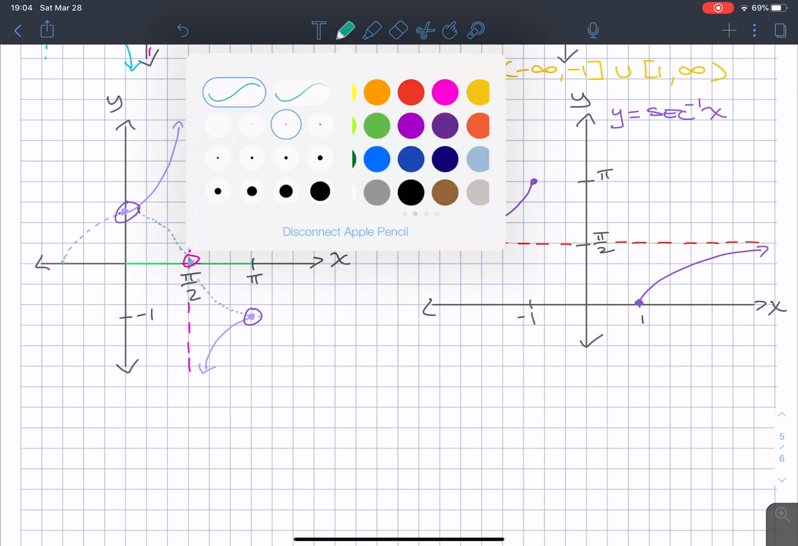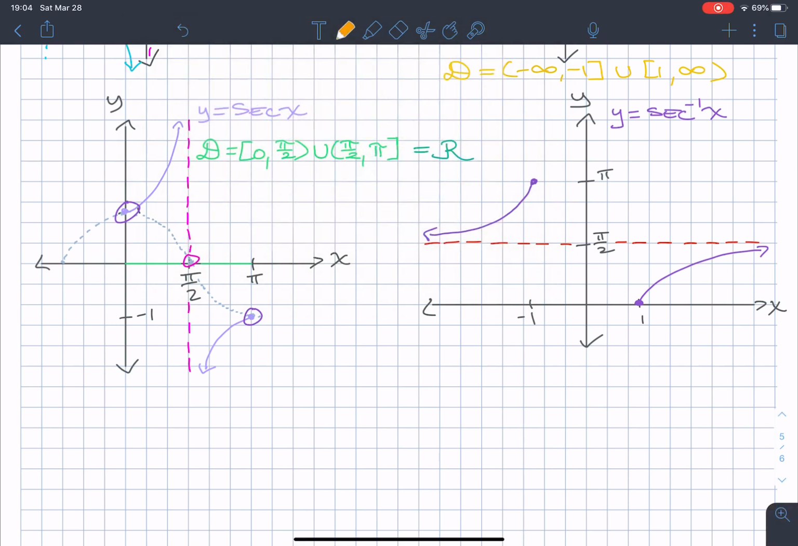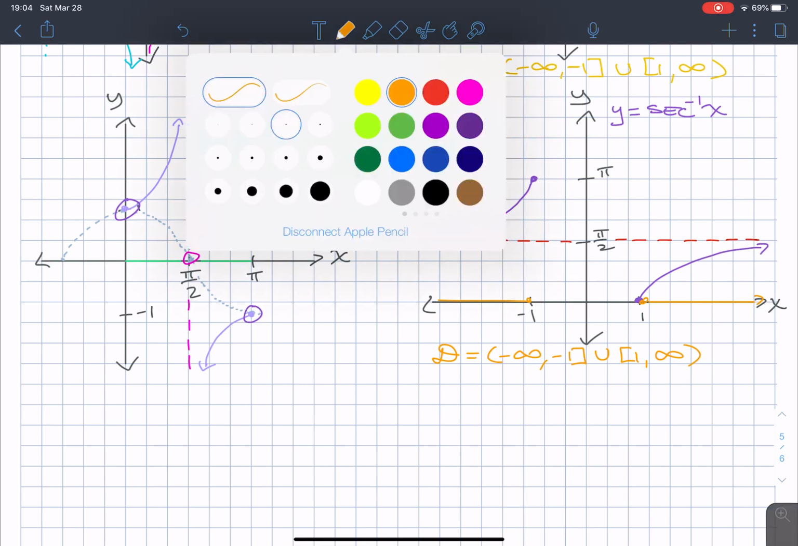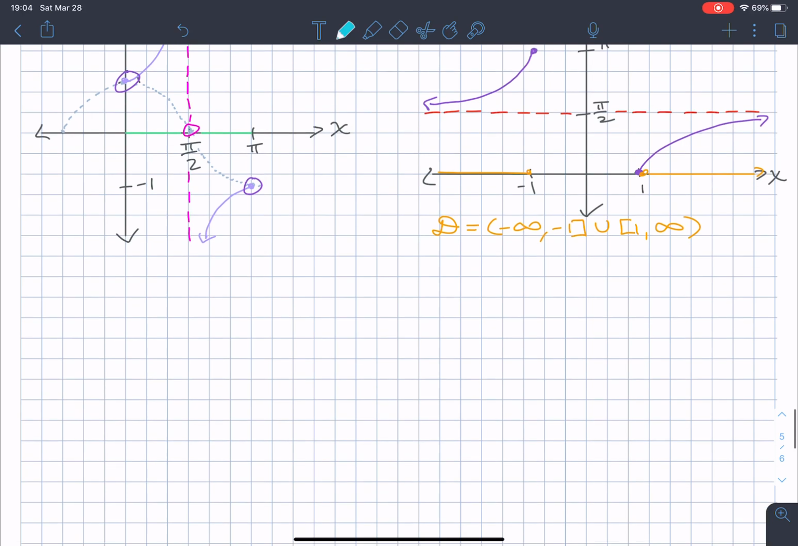Okay, but what is the domain over here? Well, the domain, it's interesting to note, goes from -infinite to -1, right? Everything from here left. Oh, why did I put it on the asymptote? So everything from -1 to the left, and everything from +1 to the right. So union everything from +1 inclusive all the way to the right. Okay, so definition.